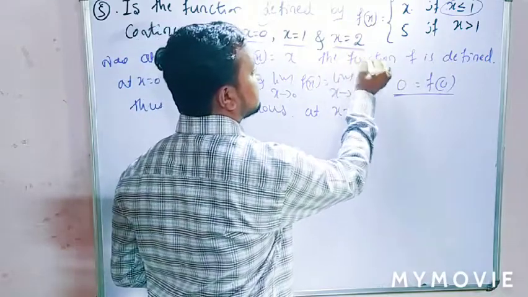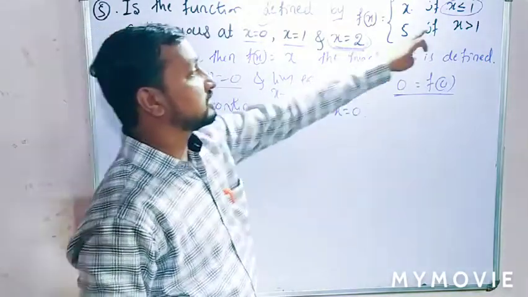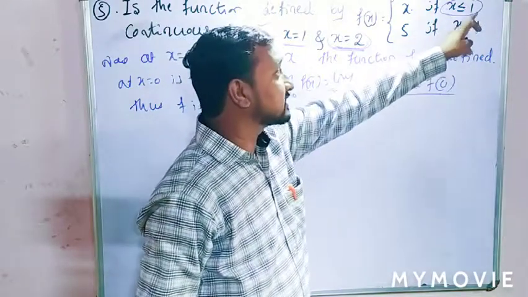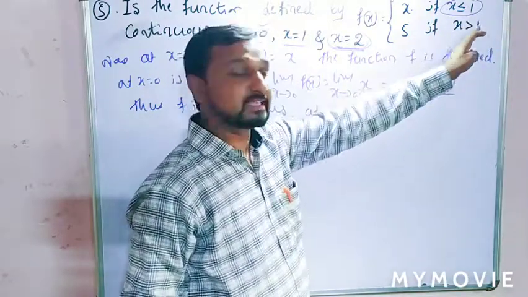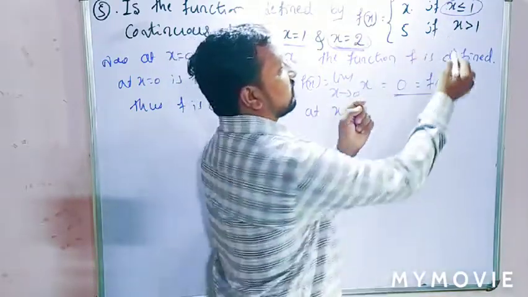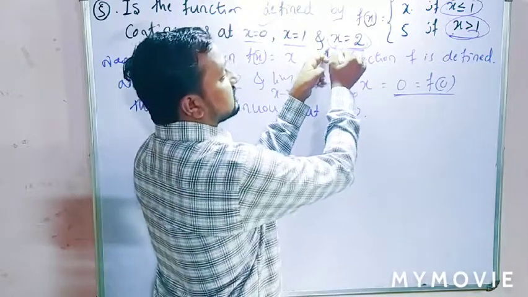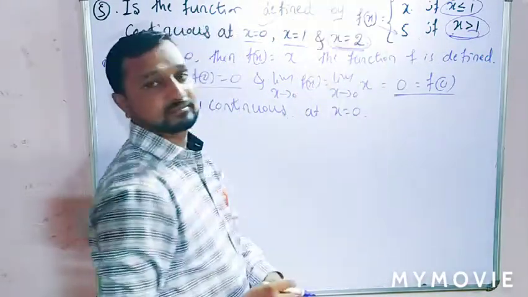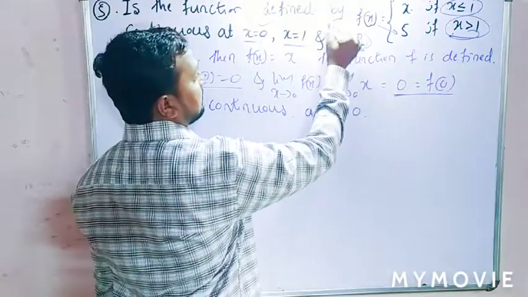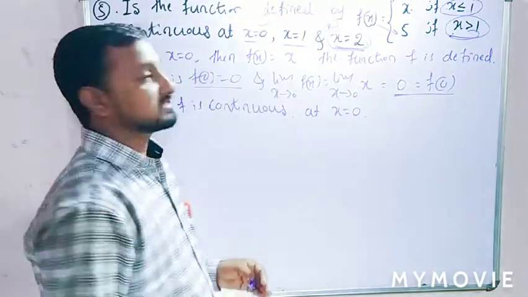Same procedure as x equal to 2. Here, where is x equal to 2? x greater than 1 means the values of x are 2, 3, 4, and so on. Here x equal to 2 lies in this condition. So that's why at x equal to 2, the function f of x should be 5. Is that clear? So this is for you to try yourself. Those are very easy examples.